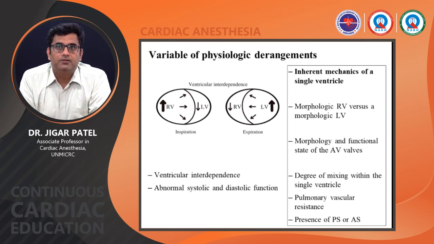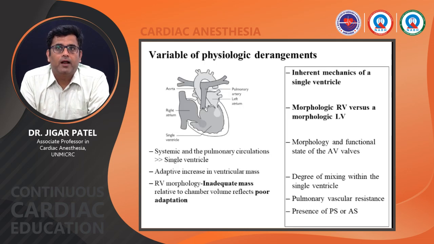Now we will see the variables of physiological derangement. So it depends on 6 factors. First is the inherent mechanics of the single ventricle. In a biventricular heart, both ventricles help each other in emptying during inspiration and expiration. It is called ventricular interdependence. But in a single ventricle, this ventricular interdependence is lost, and this will give rise to abnormal systolic and diastolic function. The second variable is the morphology of the right ventricle versus the morphology of the left ventricle.